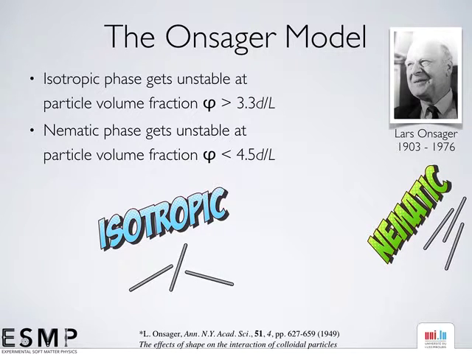So I think this audience probably mostly knows the Onsager model, explaining why you have a nematic ordered phase happening beyond a certain volume fraction of rods. It depends on the aspect ratio, L over D, length over diameter, and you have two volume fractions. That's important for this.